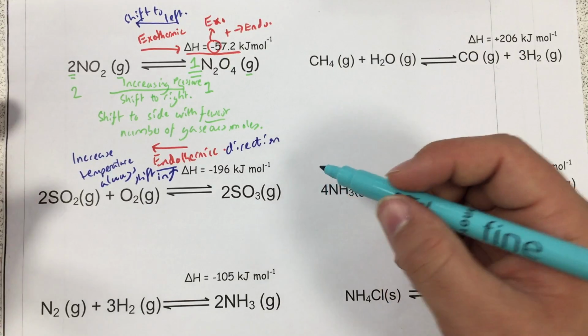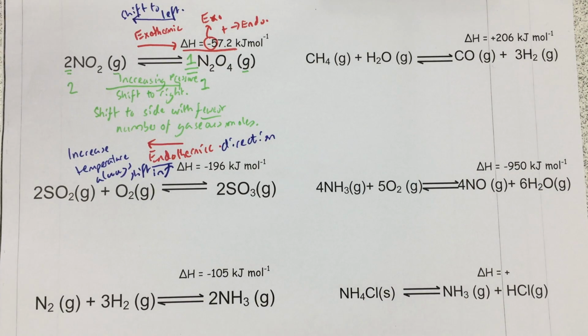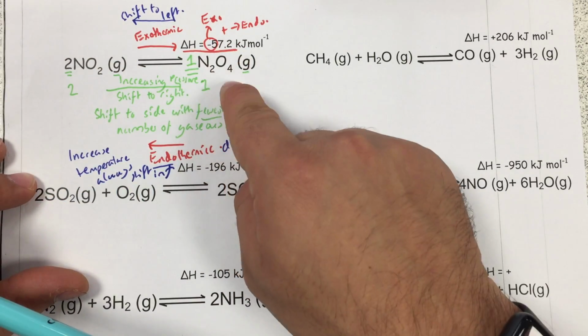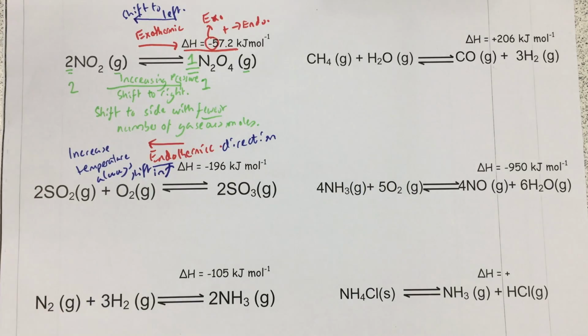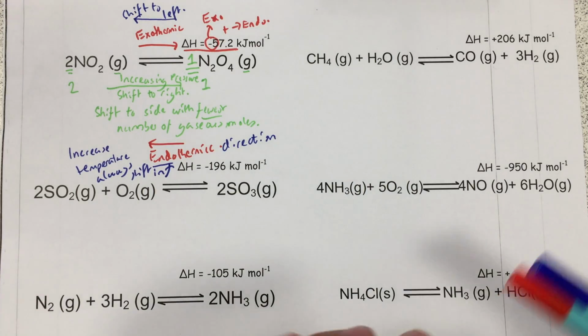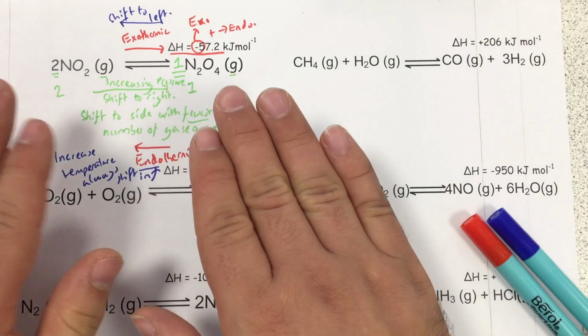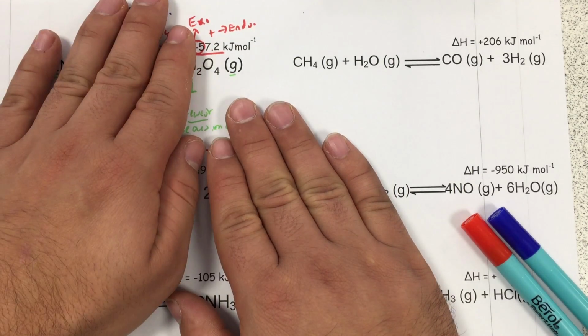If I reduce the temperature, it would do the opposite. It would go in the exothermic direction. So if I was to make this reaction colder, it would shift towards the right, and we would make more dinitrogen tetroxide. So those are the first two bits of equilibrium, and perhaps the two most important bits that we need to be able to deal with. What happens when we change the pressure, and what happens when we change the temperature.